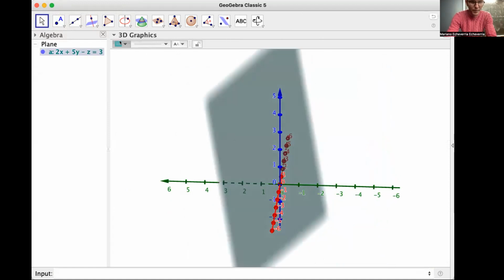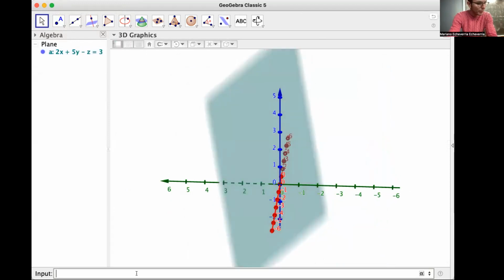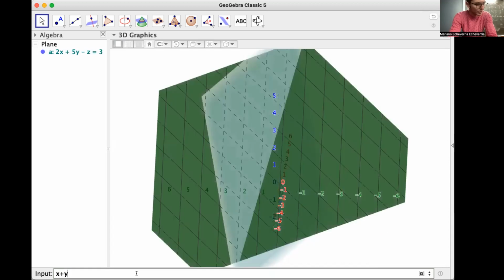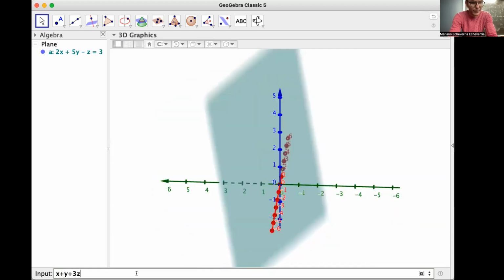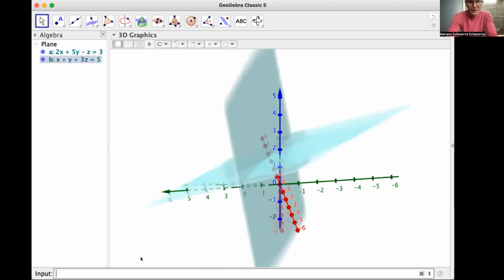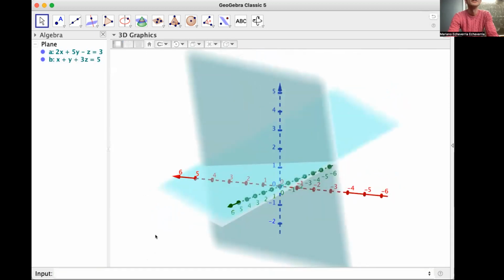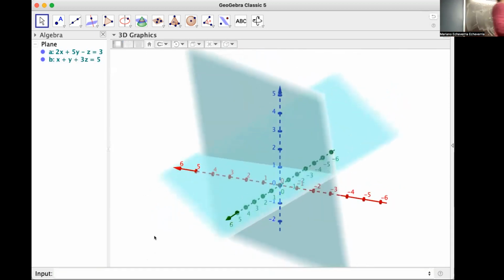Then the other equation is another plane, x plus y plus 3z equals 5. So you see that other plane. In general, if the planes are not parallel, two planes intersect on a line, the line that you see there. And now what's that line? You can also write it in GeoGebra. A line is a special case of a curve, so there's a version in GeoGebra for entering a curve.